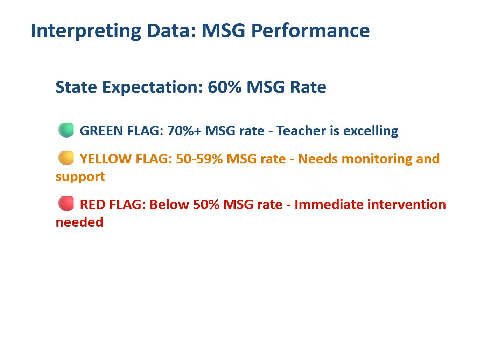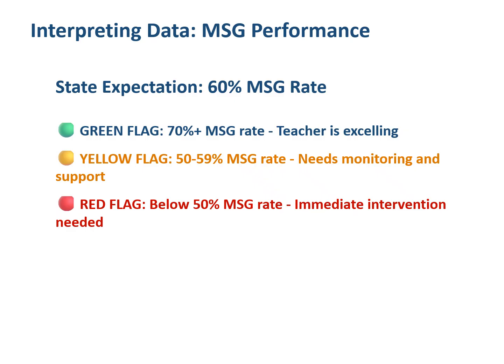A red flag is anything below 50%. This requires immediate attention. Something significant is not working. This could be instructional quality issues, post-testing not happening at all, students not attending enough hours, or data entry errors. Check that first. Teachers need intensive coaching on standards-based instruction.